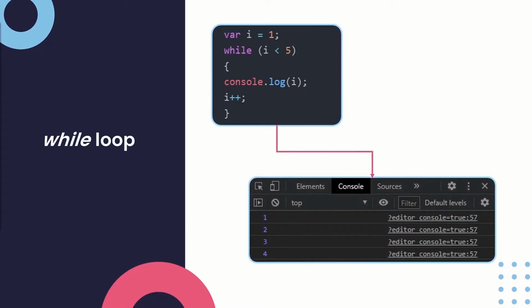So let's break this down. The first thing we do is we create a variable called i, which is our counter. We then move into the condition that we'd like to test. And essentially what this means is while i is less than 5, do this, console log this, then increment our counter. So again, the same thing is going to happen just like with our for loop, and that is that this loop is going to iterate 4 times until i is equal to 5.